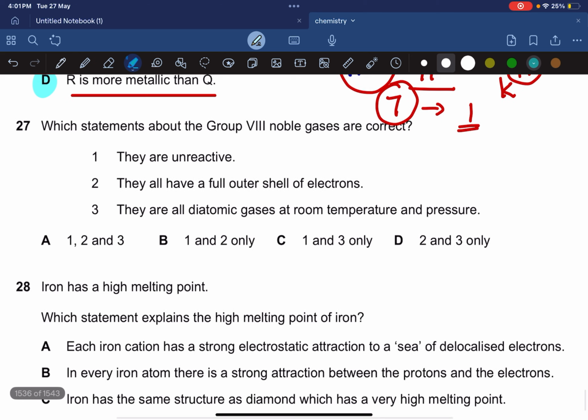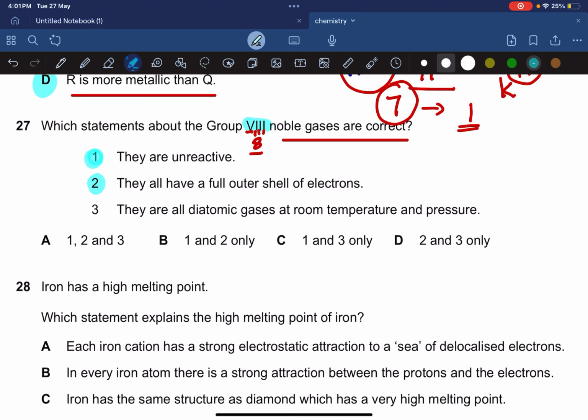Okay, moving on to question number 27, which asks which statements about group VII. What do you mean by VII? V means 5, VI means 6, VII means 7, VIII means 8. So that means we are talking about group 8. Noble gases are unreactive, which is correct. All of you should know they're unreactive because they have a full outer shell of electrons. They do not lose electrons and they do not gain electrons because they're full.